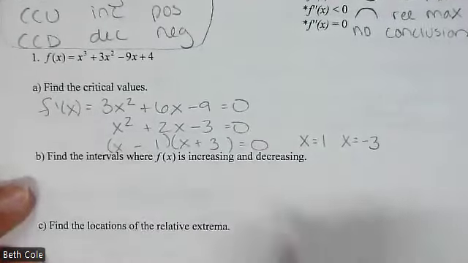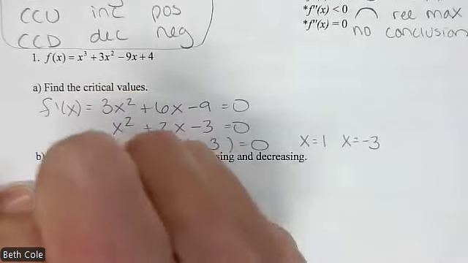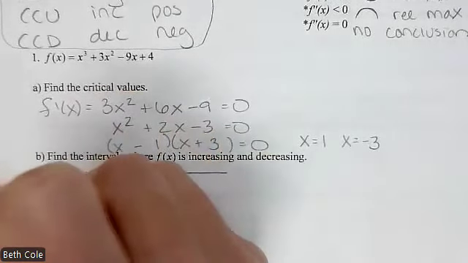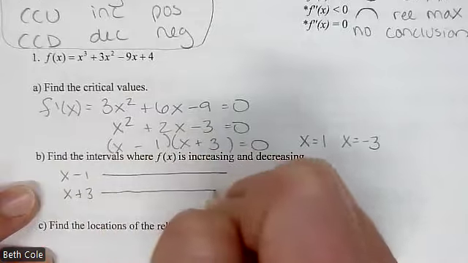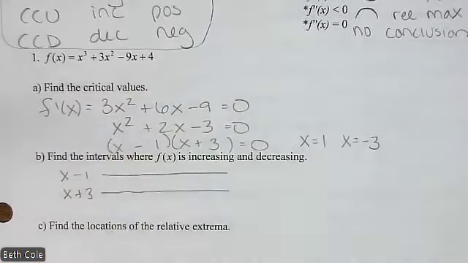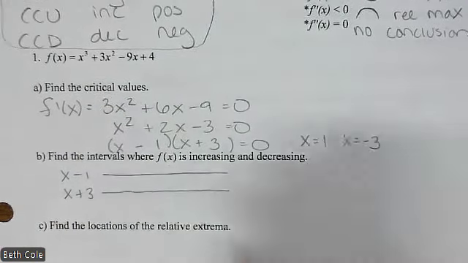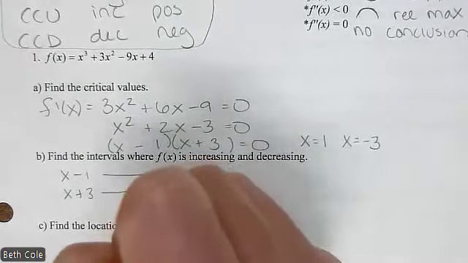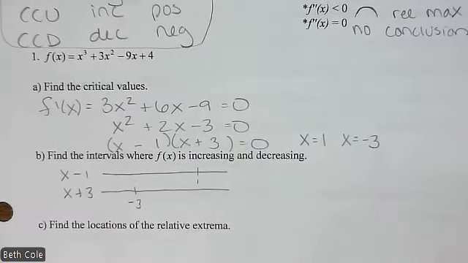All right, intervals of increasing and decreasing. We're going to do exactly what we did last time. We're going to make a number line for our x minus 1, number line for our x plus 3. We factored a 3 out of that. You can make a number line for the 3 if you want, but 3 is positive all the time. You just have plus, plus, plus, plus, plus the whole way across, so you don't have to. -3 comes before +1. So just, be careful.